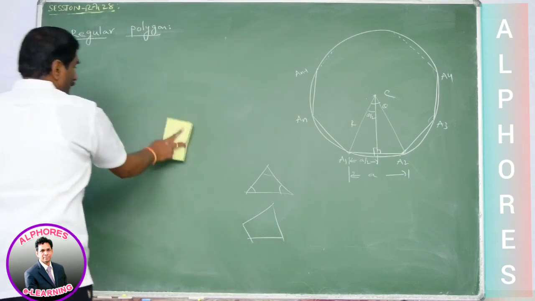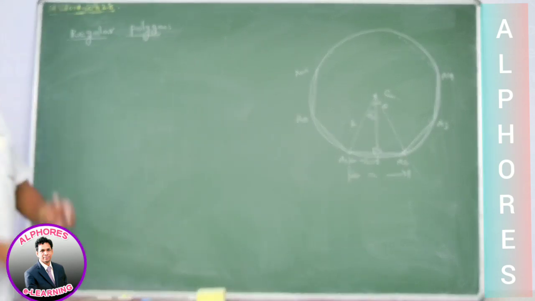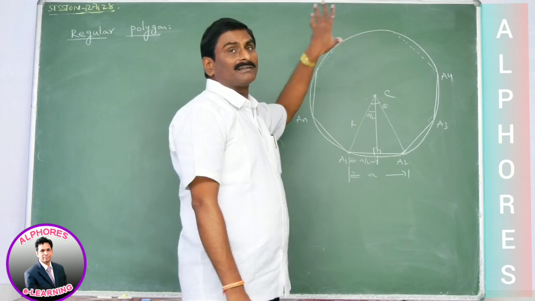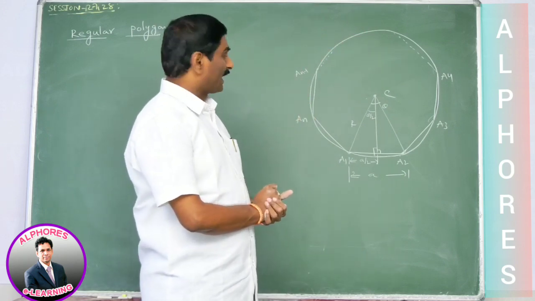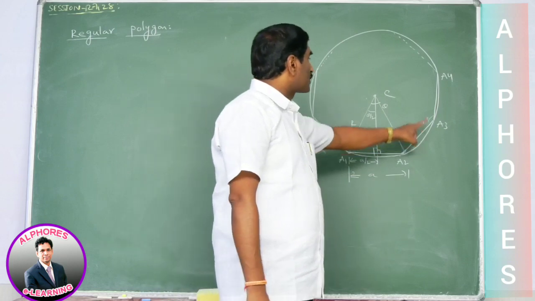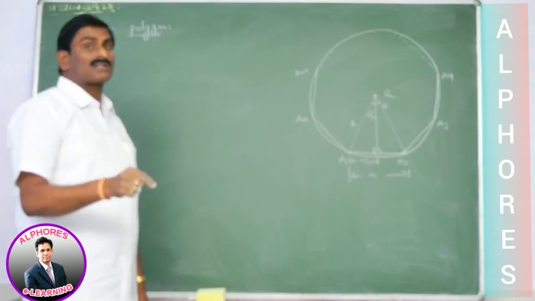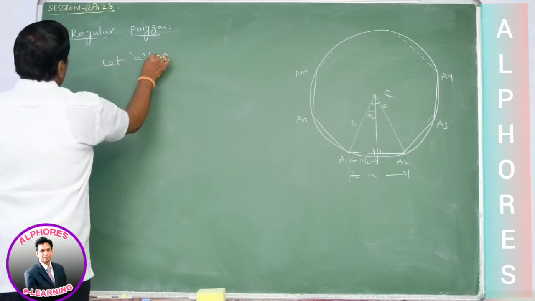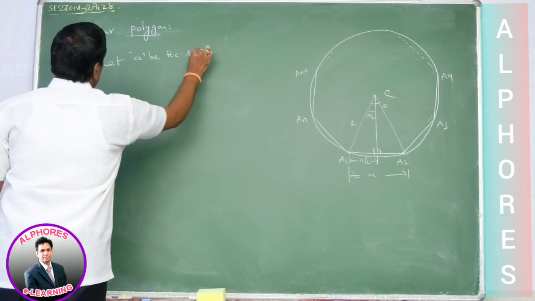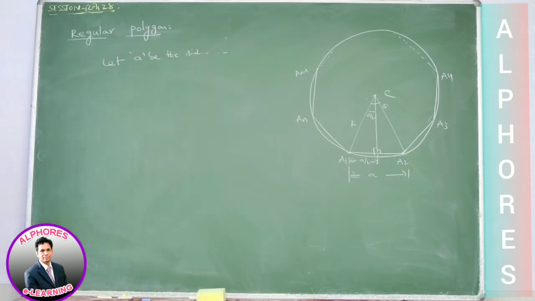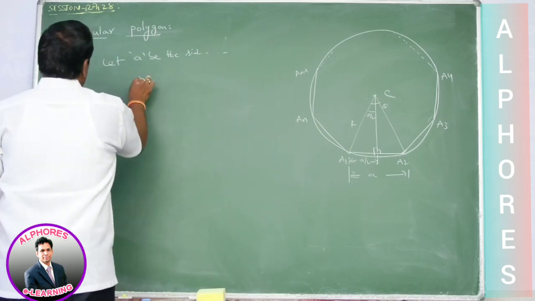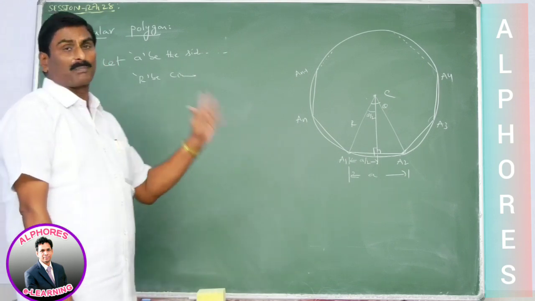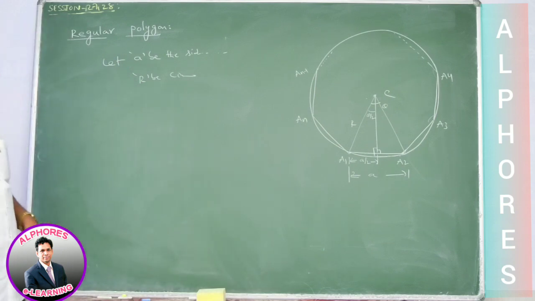Next, the second one. It is very, very important. Please observe these points. This is a regular polygon having n vertices, A1, A2, A3, and so on up to An. Regular polygon means all the sides are equal. Let small a be the side of a regular polygon having n sides or n vertices, and let capital R be the circumradius of this regular polygon.